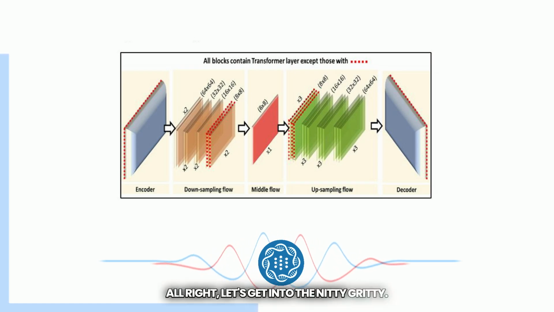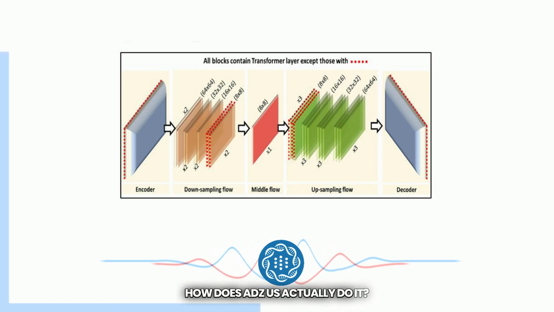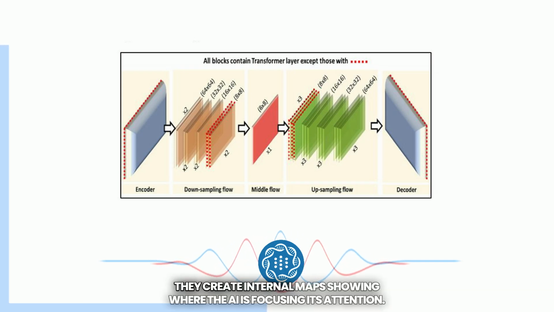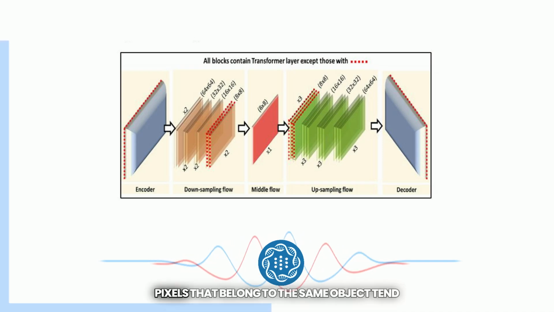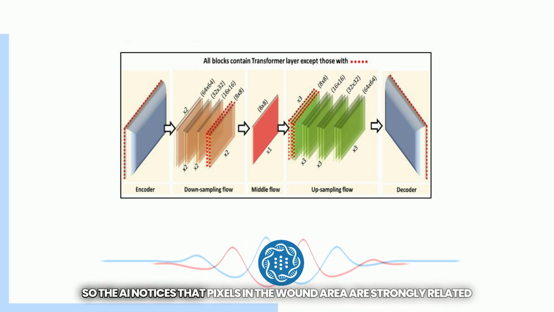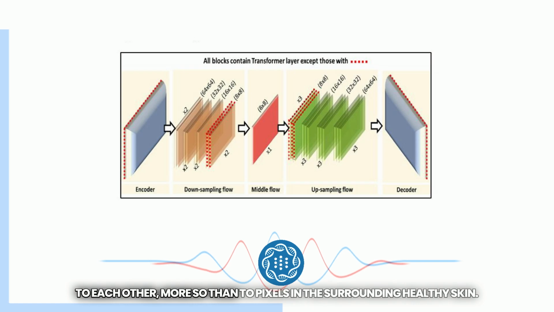All right, let's get into the nitty-gritty. How does ADZUS actually do it? You mentioned attention mechanisms. Okay, so think about how these big AI models process an image. They create internal maps showing where the AI is focusing its attention. Pixels that belong to the same object tend to have strong connections in these attention maps. So the AI notices that pixels in the wound area are strongly related to each other, more so than to pixels in the surrounding healthy skin.